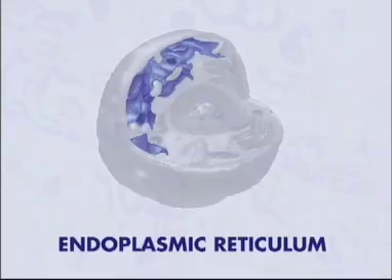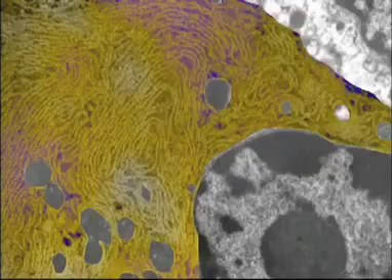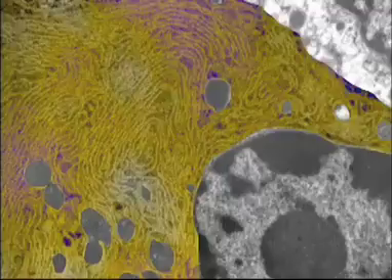The endoplasmic reticulum processes many of the proteins, lipids, and carbohydrates made by the cell. The endoplasmic reticulum is attached to the nucleus and loops back and forth to provide a larger surface area for processing those nutrients.